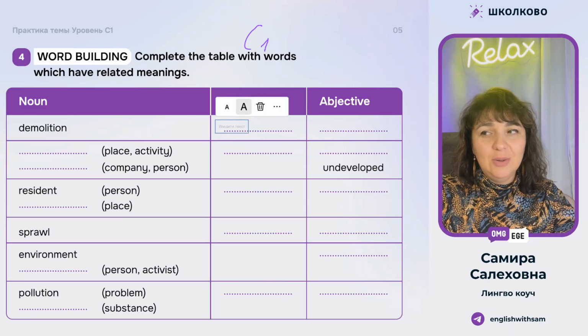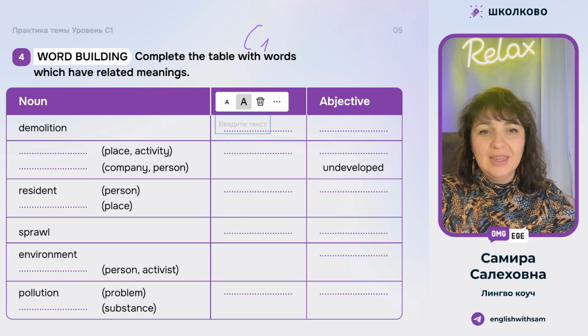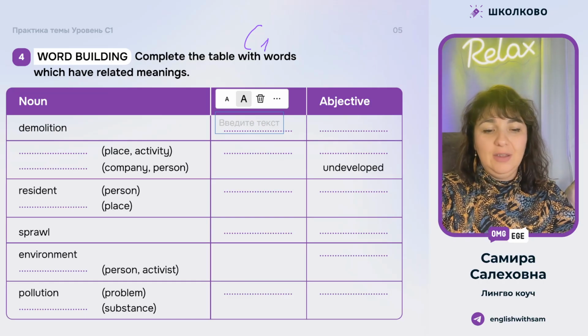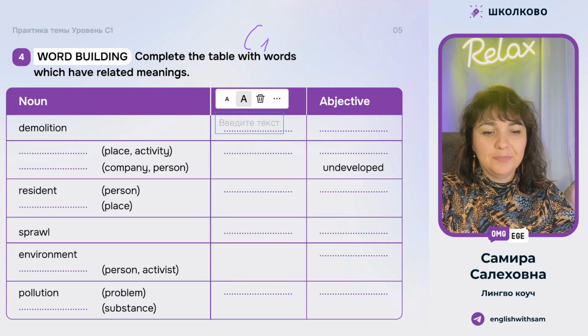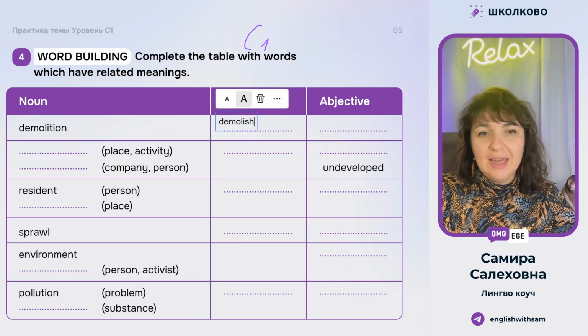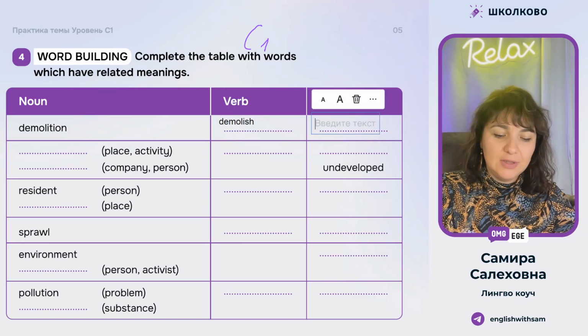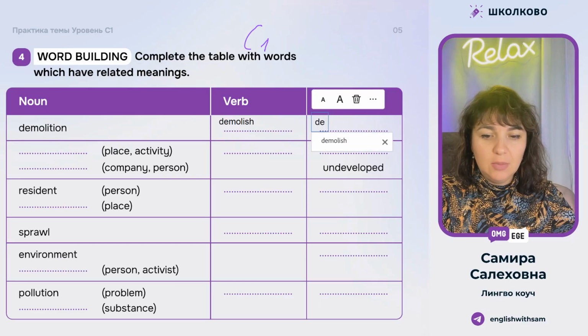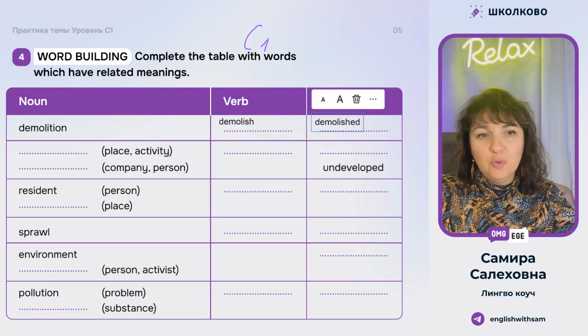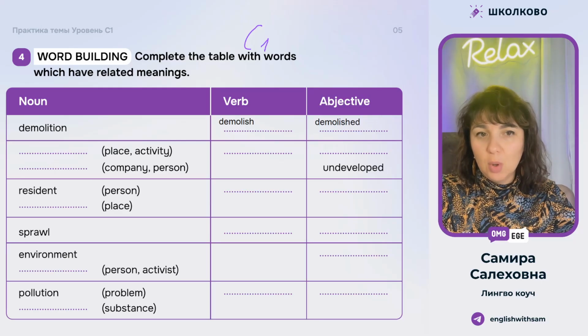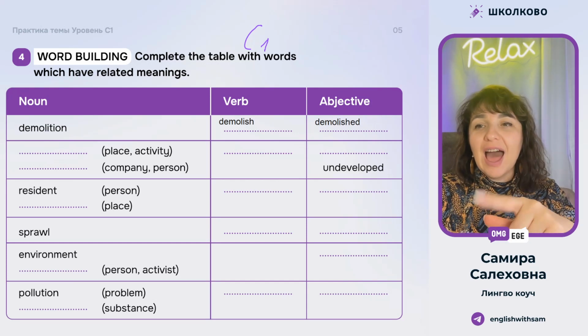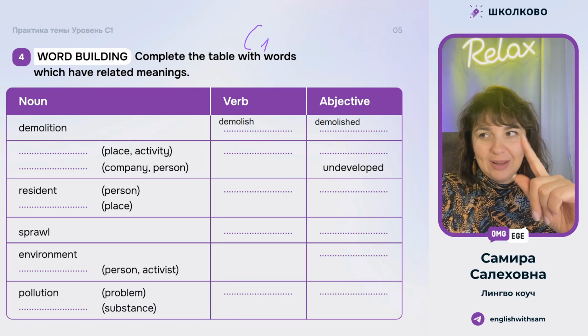Actually, I give you a hint already. Demolish. That's right. Vanya, thank you for this. Okay, demolish. And we have an adjective, demolished. Like, unfortunately, this building is going to be demolished. All right, so we have something, and the adjective undeveloped, one of the variants.